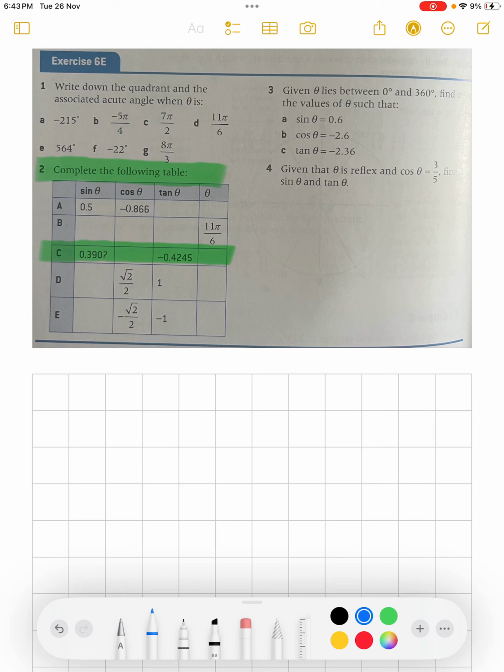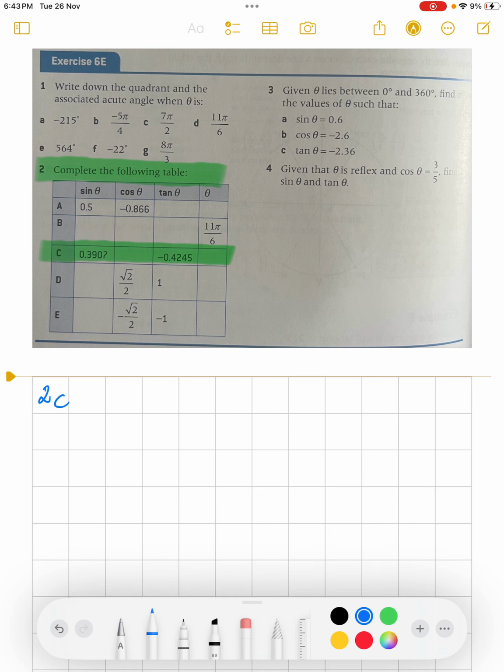Thank you for joining me on exercise 6E. I'm going to be looking specifically at question 2, part C. It says to complete the following table, and we're going to need a calculator.